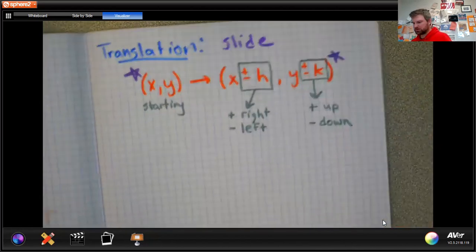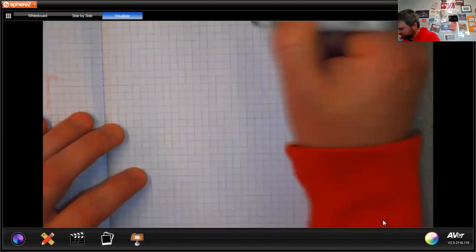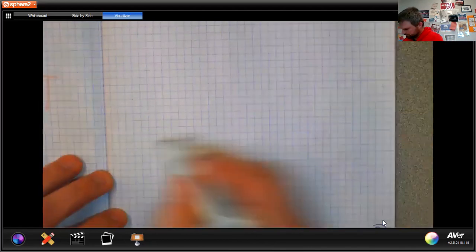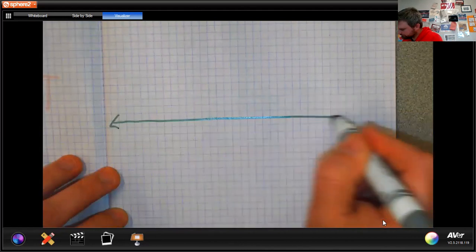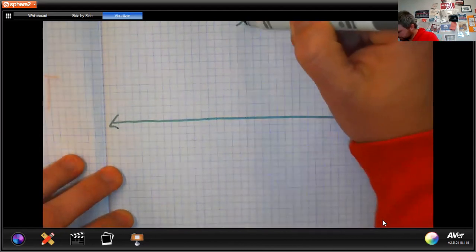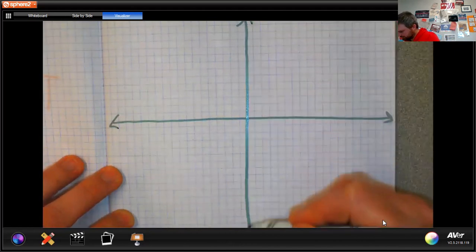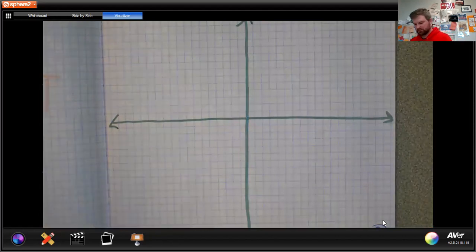All right, so we're just going to play around here with some examples. So I'm going to draw a graph on my notebook here. Kind of a bigger graph, and to do this, maybe you have a Post-it at home or something like that.